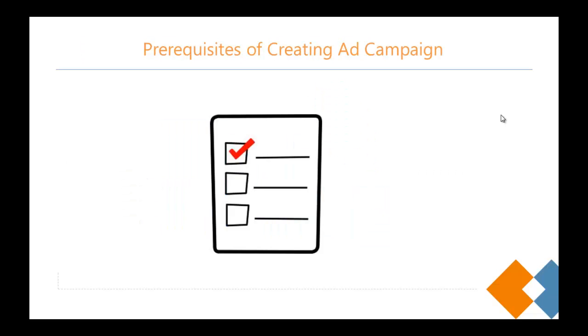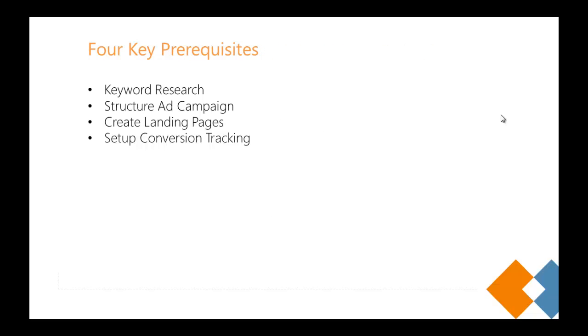So very important. Now I'll talk about the prerequisites of creating an ad campaign. There are 4 key prerequisites: keyword research, structuring of ad campaigns, creation of landing pages where you will do the lead capture, and setting up conversion tracking so that we can tell Google AdWords a particular visit or click actually converted into a lead.